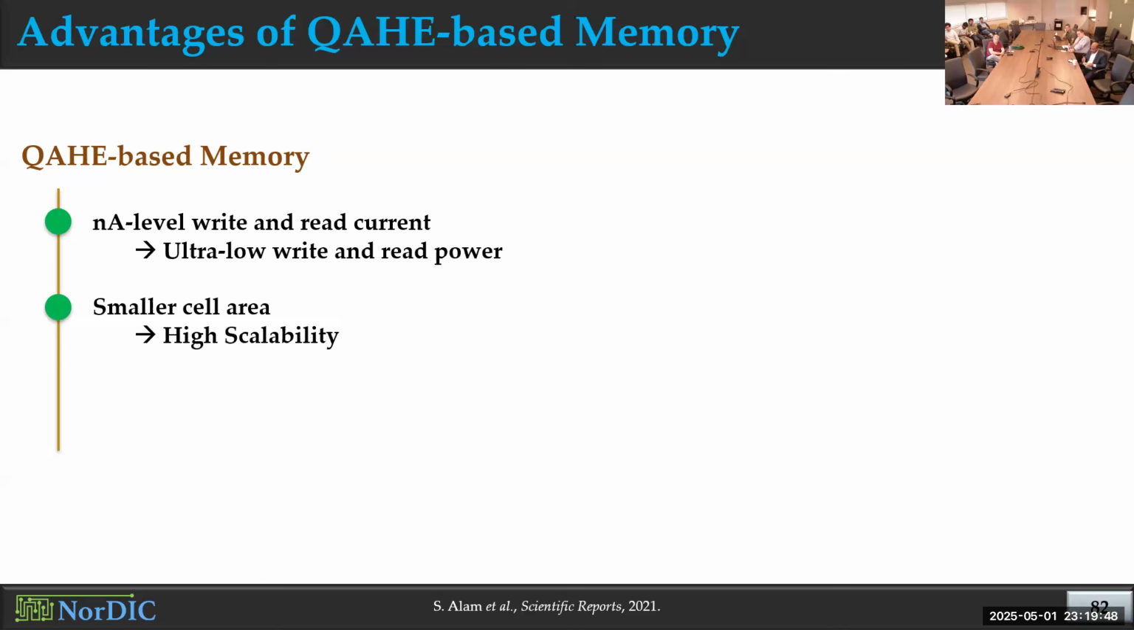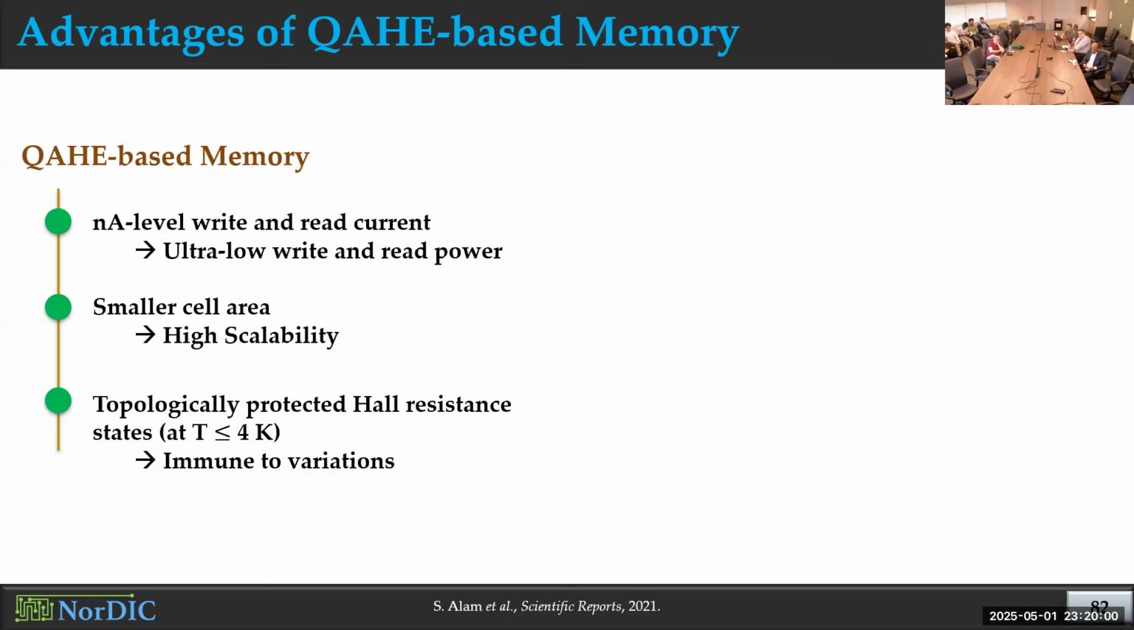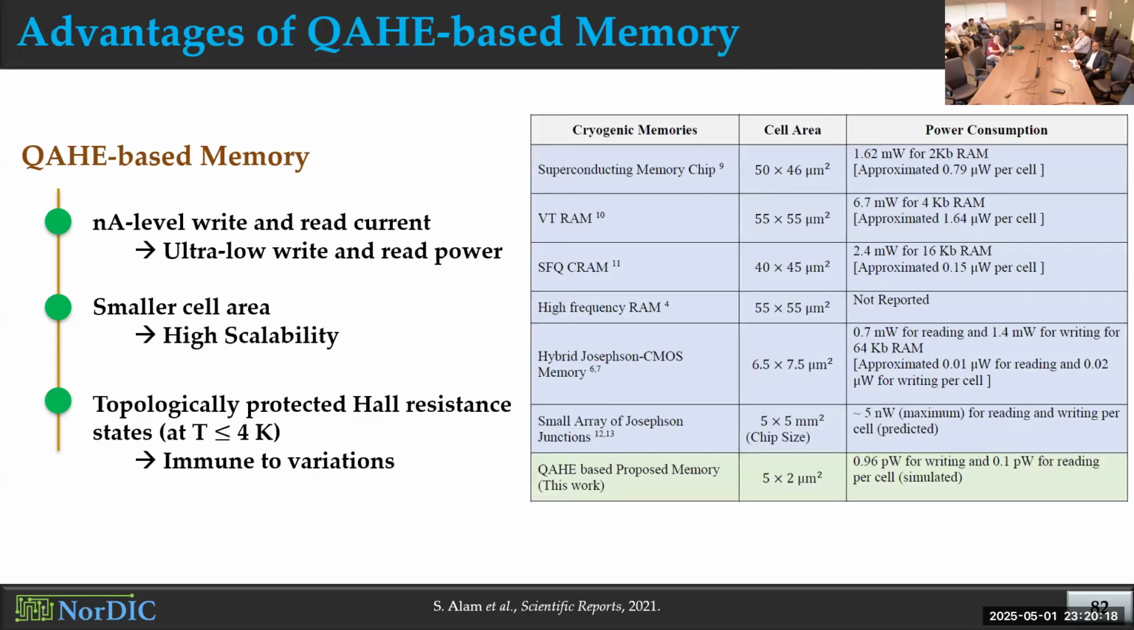Also, the devices, the memory element and the selector that we use, are highly scalable in terms of cell area, not in terms of repeatability. So we have smaller cell area and higher scalability. And finally, the quantized Hall resistance that we use to store the memory states is topologically protected, because if you remember, it is represented as plus minus h over e squared, and h and e are both constants. That gives us better immunity to external variations. When we compare this memory system with other existing cryogenic technologies, we see that this has much smaller cell area and also much smaller power consumption for the write and read operations.